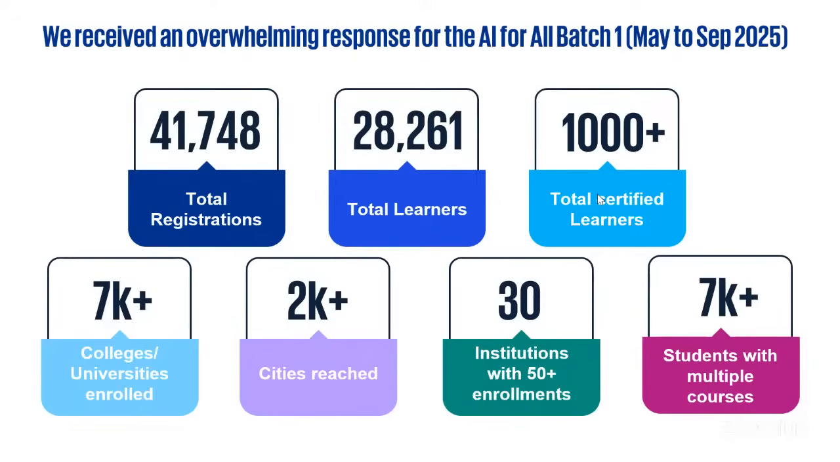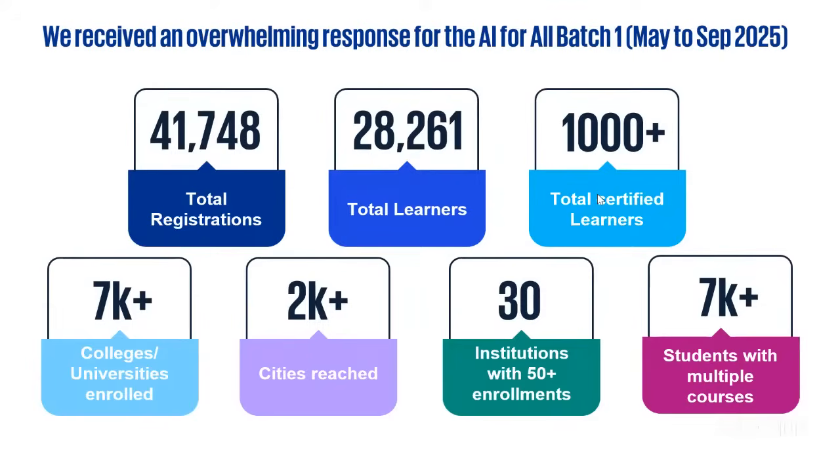As you can see in this slide, we'll share a few highlights from batch one, which ran between May 2025 and September 2025. We had over 41,000 learner registrations for the 6 courses, out of which 28,000 learners actively participated. And 1,000 plus students took the assessments and were certified after the final assessment.